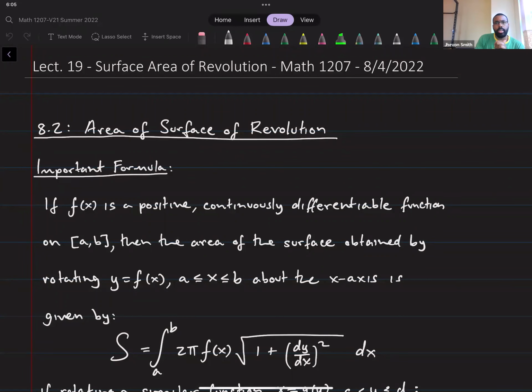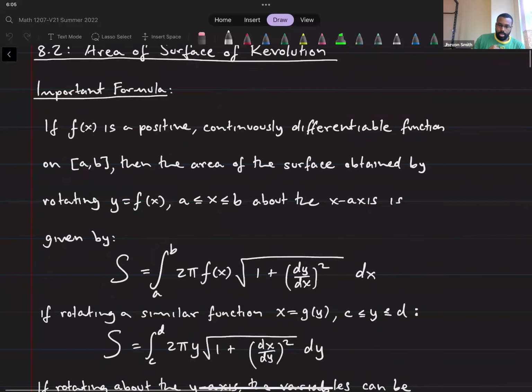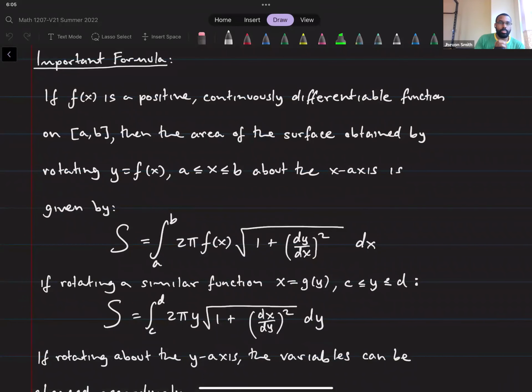The idea here is to find the area of a surface of revolution. The main info is here, the important formulas. You see it's right there. It looks kind of complicated, and we're actually going to talk about that. Let's say f is a positive continuously differentiable function, and we're going to rotate that function around the x-axis. You'll create the skin of some sort of solid figure.